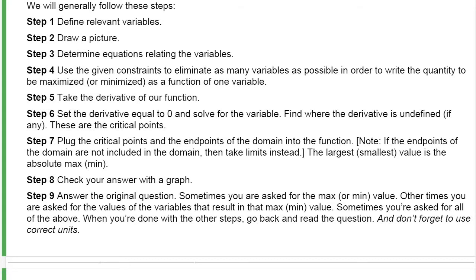Step 6, set the derivative equal to 0 and solve for the variable. Find where the derivative is undefined, if there are any. Those are all the critical points. Step 7, plug in the critical points and the endpoints of the domain, if there are any, into the function. Now if the endpoints of the domain are not included in the domain, you might have to take limits there instead. Then the largest or smallest value that you get out of all of those things is the absolute max or absolute min, depending on what you're looking for.